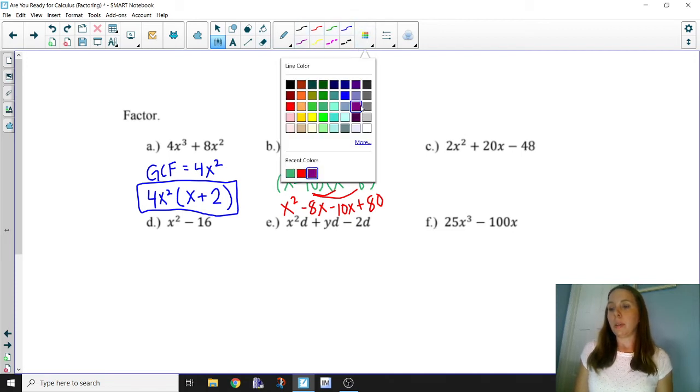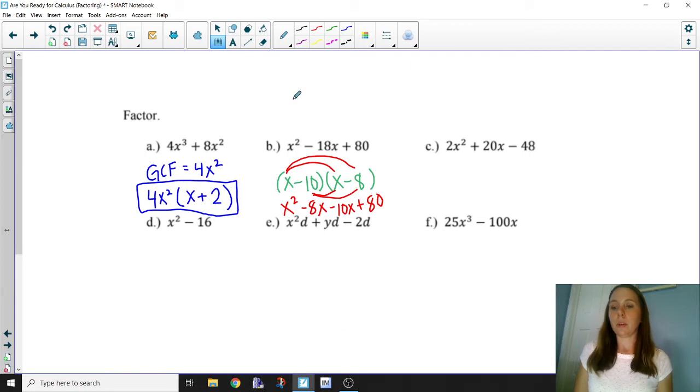Let's pick purple as our color this time. I really like the color purple, but I'm not a purple person. I don't have a lot of purple in my life, but I like to write with purple.